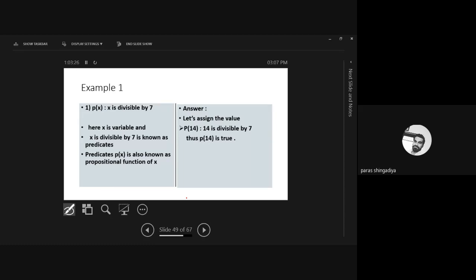So here some meaning is given that x is a variable, x is divisible by 7, that is a predicate, and this is also called a propositional function. The predicate is also called a propositional function. It is one type of function. So now we'll check the answer. Let's assign the values of x. We have infinite values of x. You have the whole real line, and from it you have to find such values that are divisible by 7. You have to use such values that are divisible by 7.